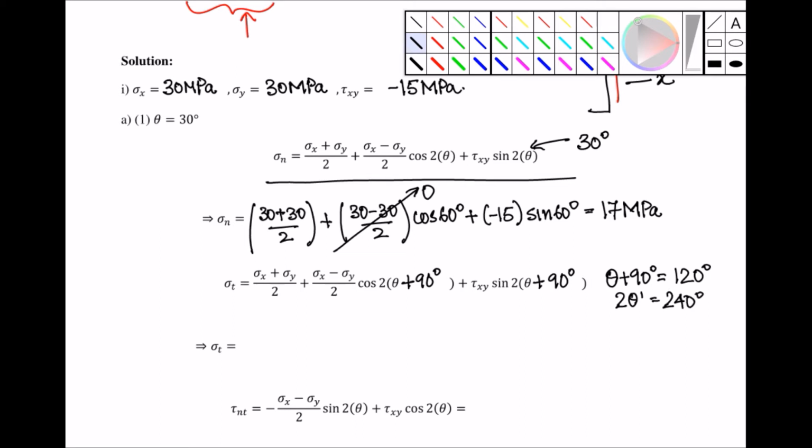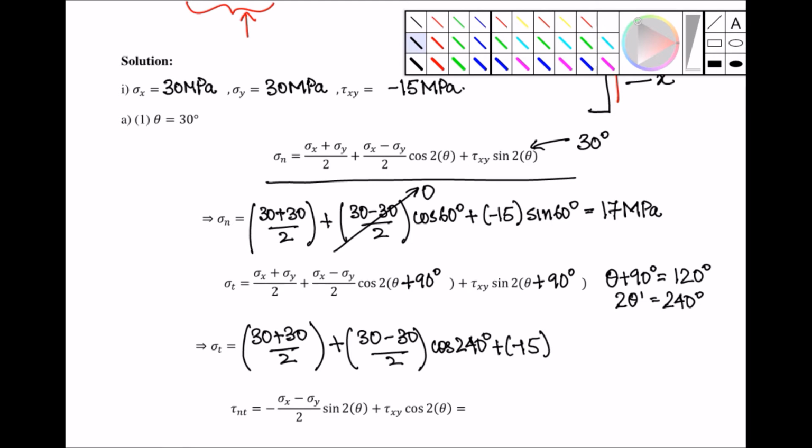Therefore, sigma t becomes 30 plus 30 divided by 2 plus 30 minus 30 divided by 2 cosine 240 plus a minus 15 sine 240 degrees. The second term going off to 0 again, we are left with sigma t equals 43 MPa.